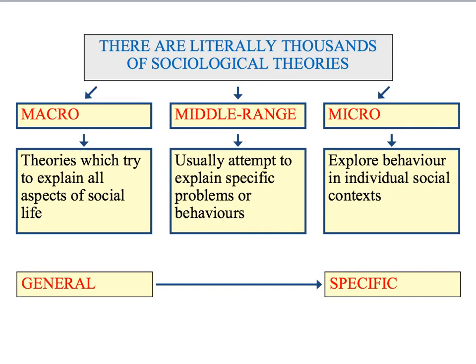And then in between these two levels, we've got what Robert Merton called middle-range sociological theories. So these are more general than micro perspectives, but they're not as ambitious as macro perspectives. So middle-range theories might be interested in a particular institution within society, such as the education system or the media, rather than society as a whole.